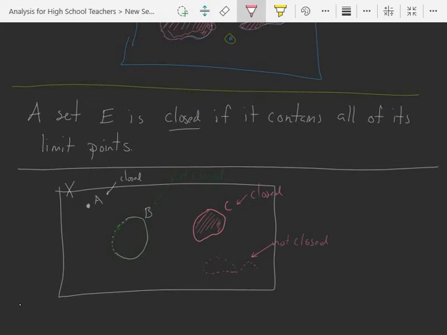Maybe. Right. There's points in there, but they're not in. Say that would be a point that would be in the limits. This would be a limit point, but it's not inside the set, so it's not closed.